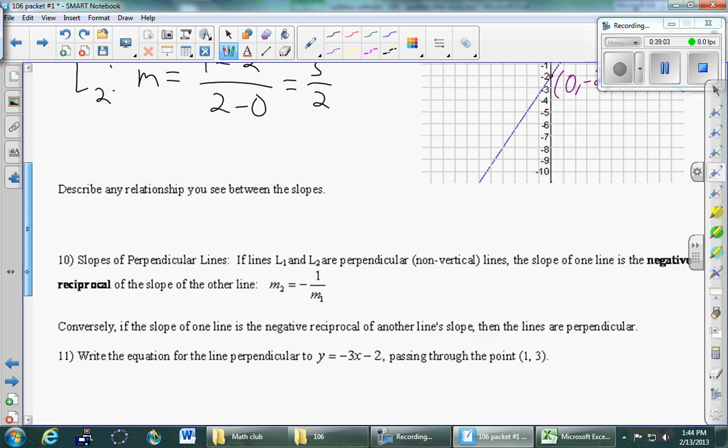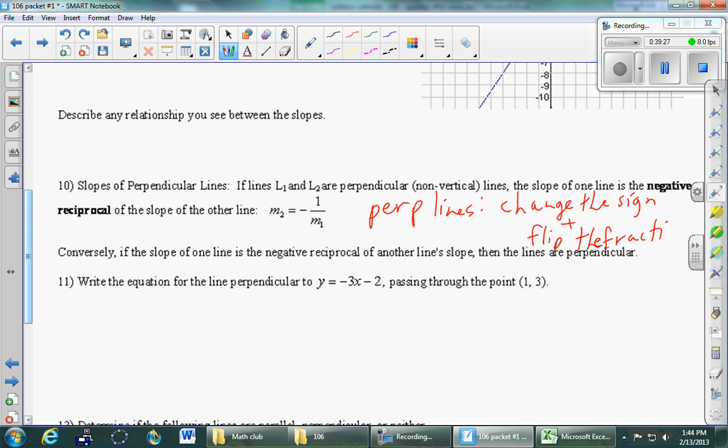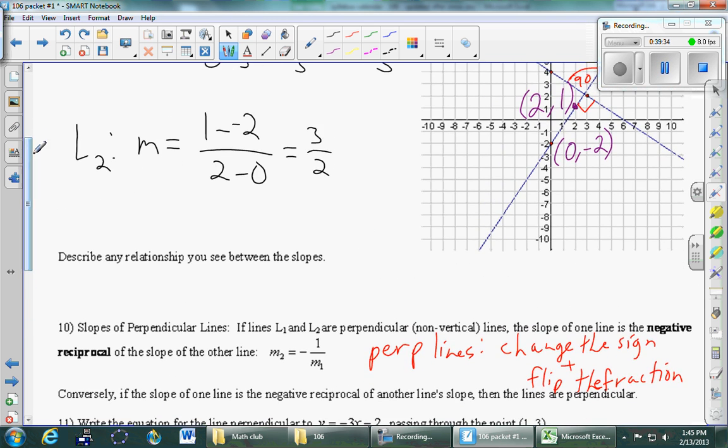Okay, and then there's a fancy equation way of writing that, but I'm not so interested in the fancy equation way. I'm interested in the plain English way. So if you have perpendicular lines, what you're going to do is change the sign and flip the fraction.